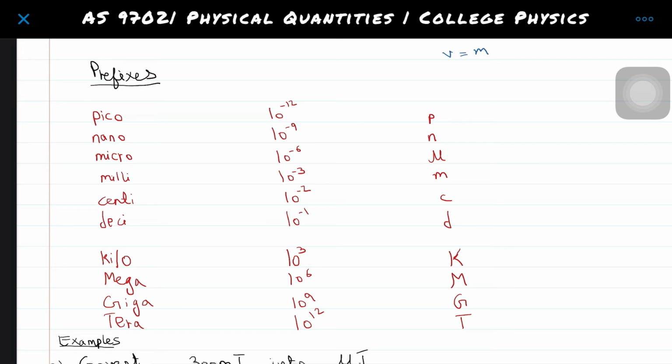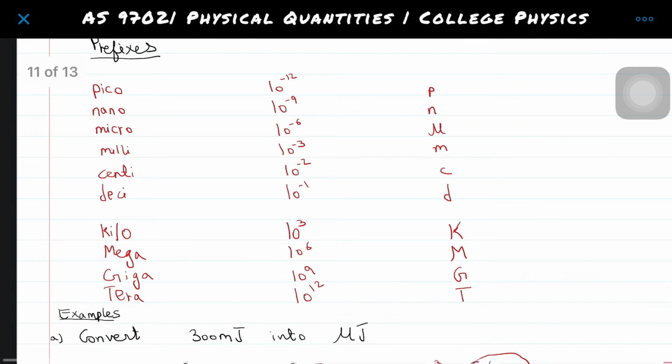They include pico. Pico is basically 10 raised to the power minus 12, and it is represented by the symbol small p. Then we have nano, which is basically 10 raised to the power minus 9. It is represented by the symbol small n. We have micro, which is 10 raised to the power minus 6, and it is represented by this tiny little symbol which I like to call a U, which is not exactly a U, but I like to call it a U, right? Then the next one is milli.